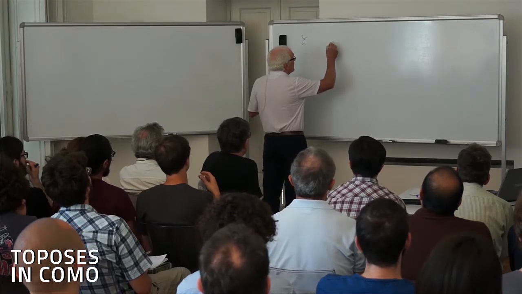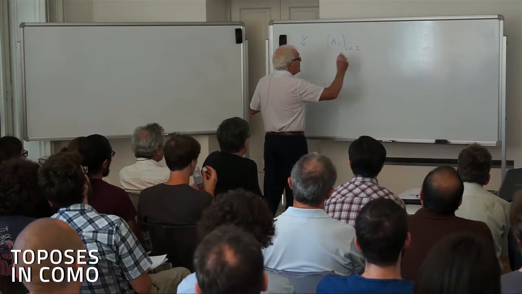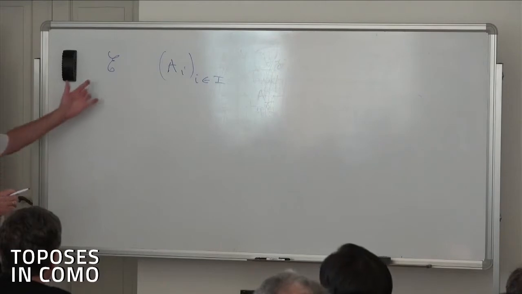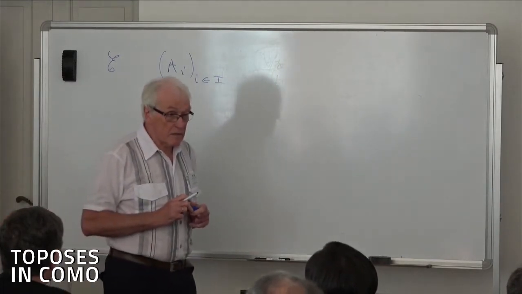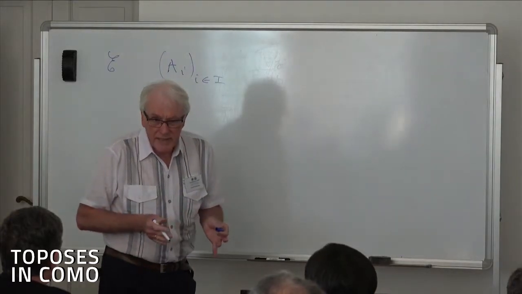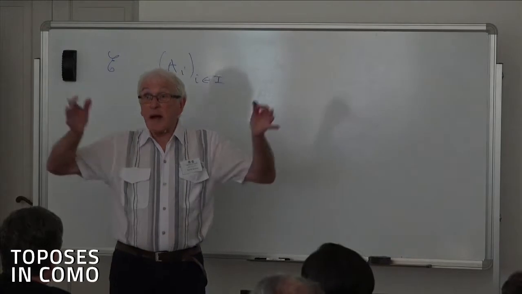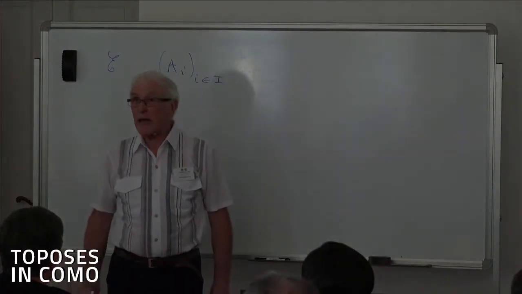I have a family of objects in this topos, which can be infinite, of what? A family of sheaves indexed by a set, possibly infinite. Why are you doing that? You say, my new world is my Grothendieck topos. That's the marvelous place where to develop my theory.